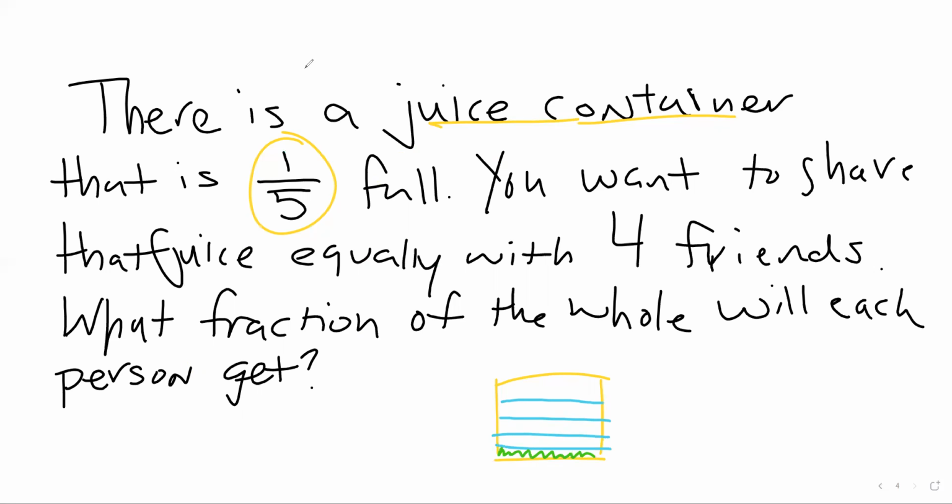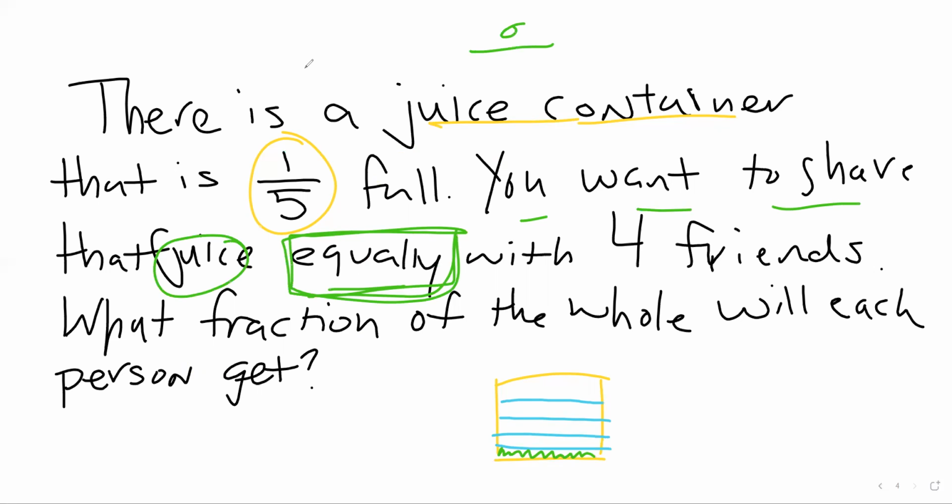So it's 1/5 full. Okay. You want to share that juice equally. There's a good keyword, equally. All right, so again, if I'm sharing equally, my brain is already saying we divide, get ready. With 4 friends, what fraction of the whole will each person get?